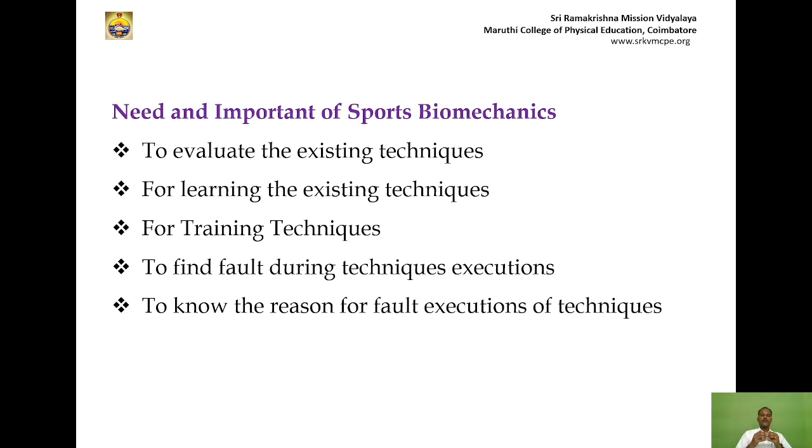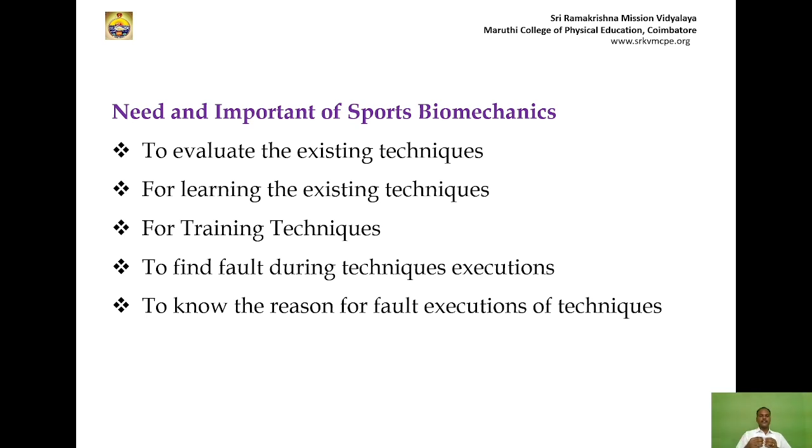When we execute the skills, what faults are we making? Everything we can reduce with the help of sports biomechanics. What is the movement of our body parts, what is the movement of our bat or racket, everything we can measure, and we can reduce the faults. To know the reason for faulty execution of techniques, we can easily understand why we are committing the mistake.